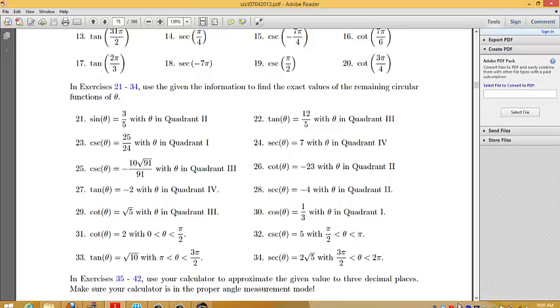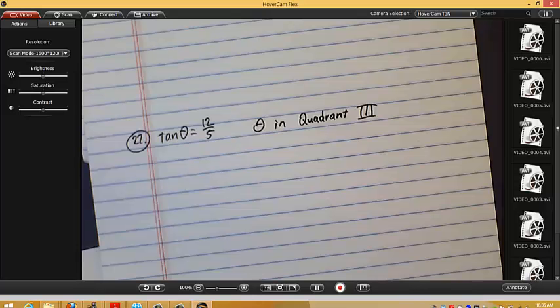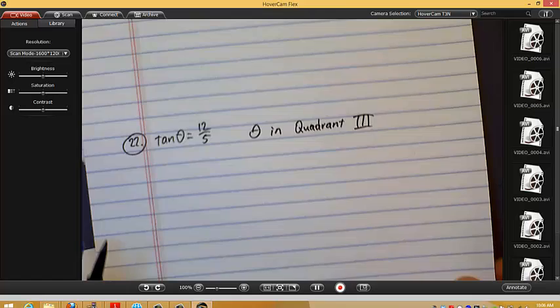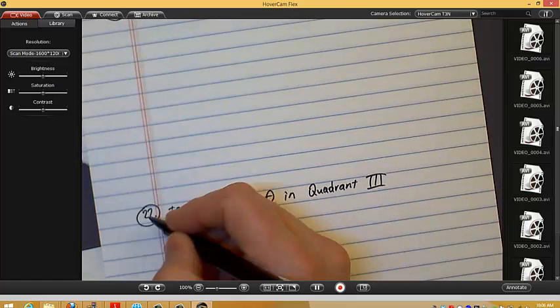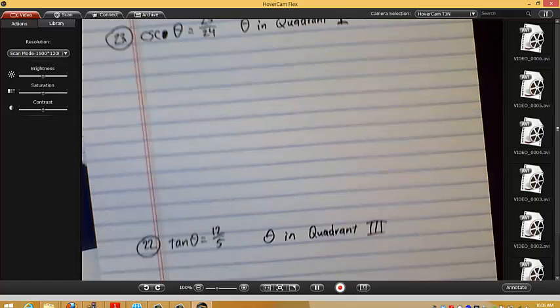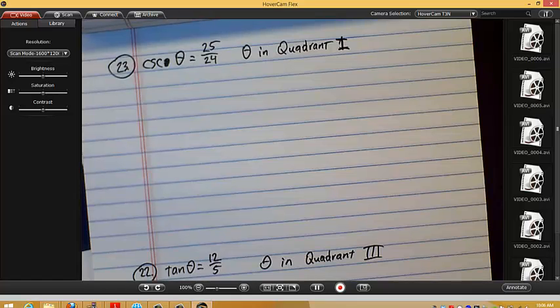So 22, we have the tangent of theta is 12 over 5, and theta is in quadrant 3. Okay. So let me go ahead and start doing some work. So let's do 23, and then we'll go back and do 22. For 23, I guess the first thing I would do is draw my picture.